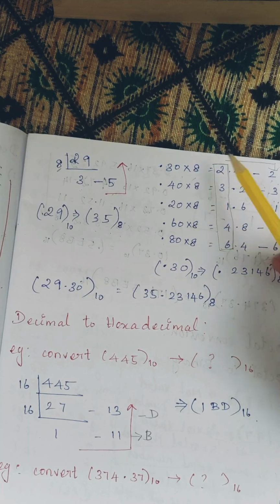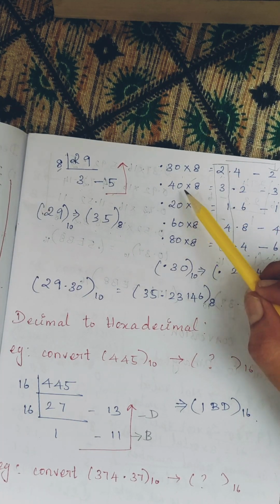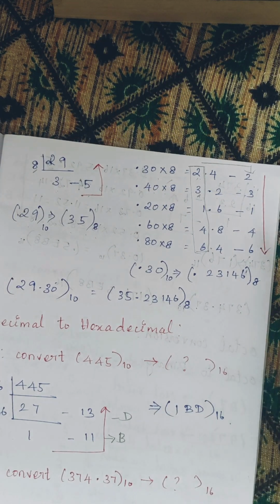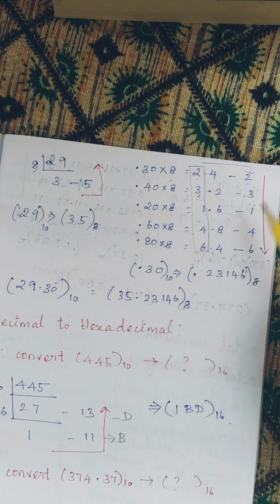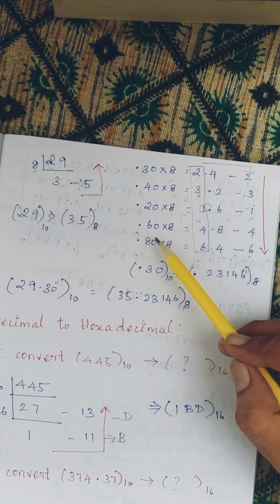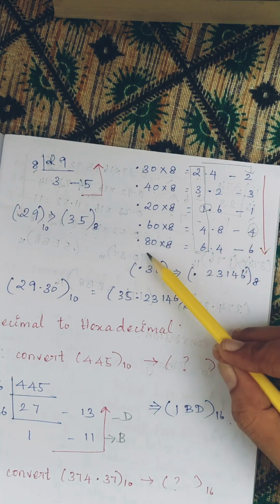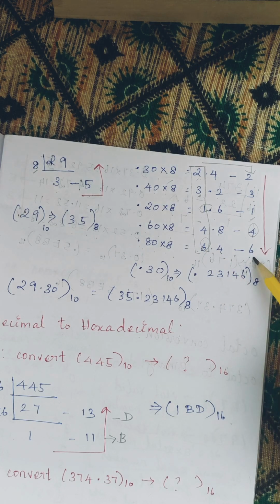0.30 into 8, so we will get 2.4. We have to take this 2. Again 0.40 into 8, we will get 3.2. So we have to take this 3. 0.20 into 8, 1.6. So we have to take the 1. And 0.60 into 8, 4.8. We have to take this 4. And 0.80 into 8, 6.4. So we have to take this 6.